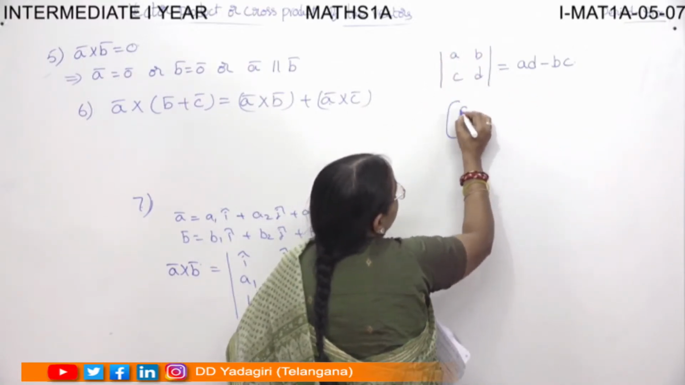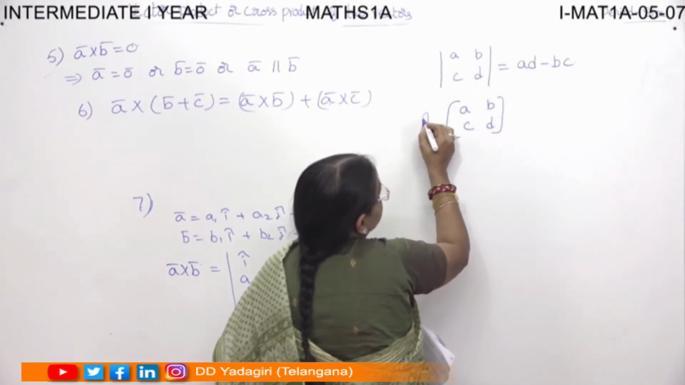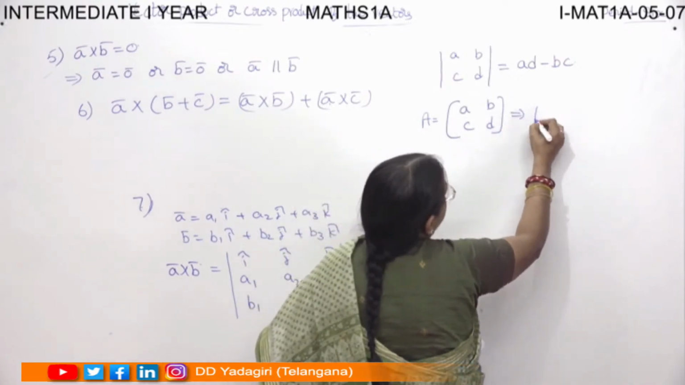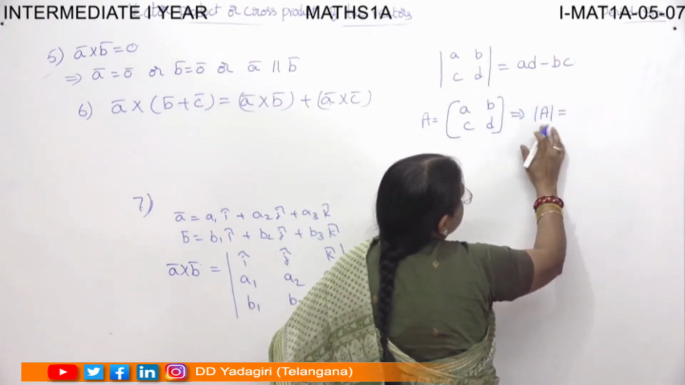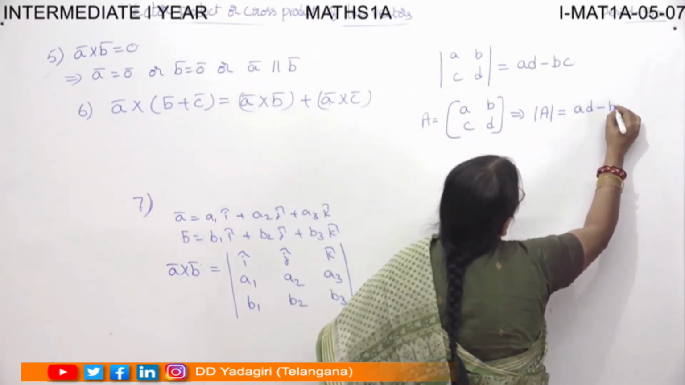Suppose I write the matrix A, B, C, D like this. Suppose this is the matrix A. Then we write this symbol, determinant of A, is equal to AD minus BC.